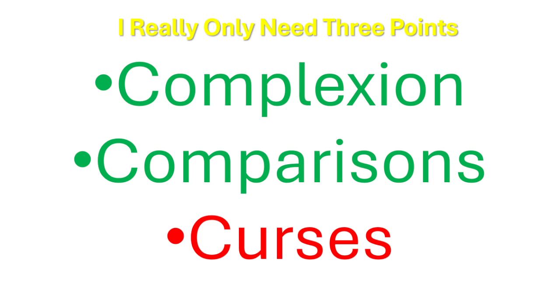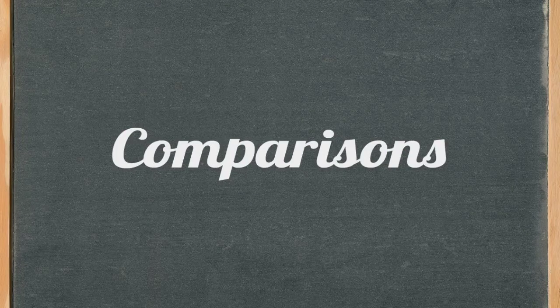Now, I really only need 3 points to prove our identity: complexion, comparisons, and curses. I have curses in red font because I'm not going to be touching on curses for this video. I would rather do a video on the curses by itself. So we're going to be touching on comparisons and complexion, and we're first going to touch on comparisons because I think that's the most important part to prove our identity. So let's go to the comparisons part.